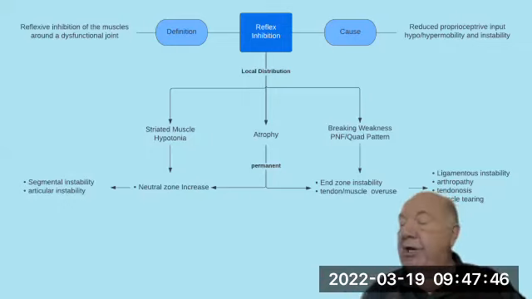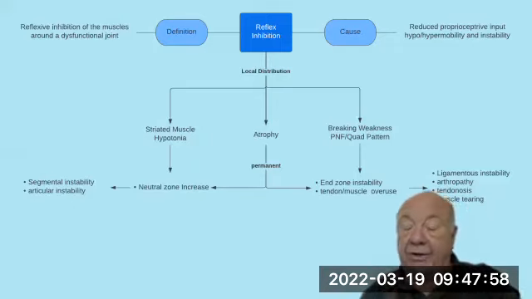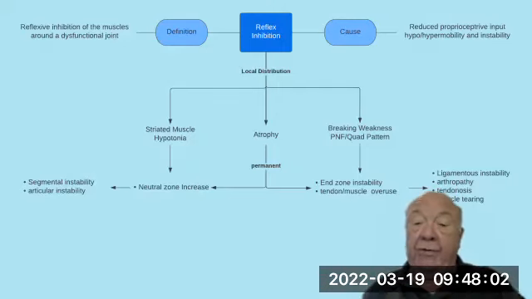So if it's right rotation, for example, you'll find that right rotation and extension, or right rotation and flexion has the same breaking weakness. If the segment's unstable in more than one direction, or if 2 segments are involved, then you find that breaking weakness in 2 quadrants or more.